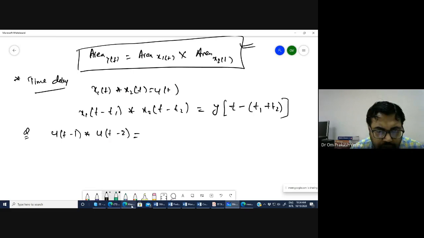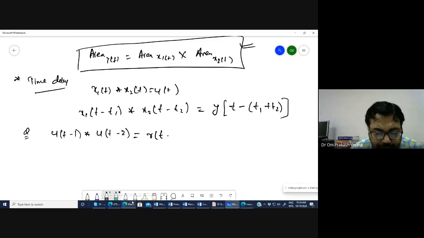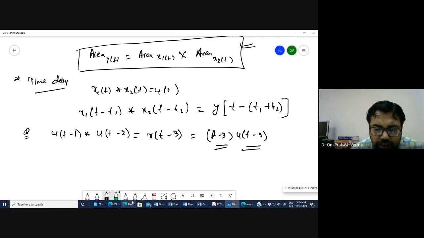Yes, Pransul, what is the answer? Sir, r(t minus 3). Where did r come from? Sir, the ramp function, from u(t). Okay, it is a ramp function. It may be written like this also in terms of u(t).